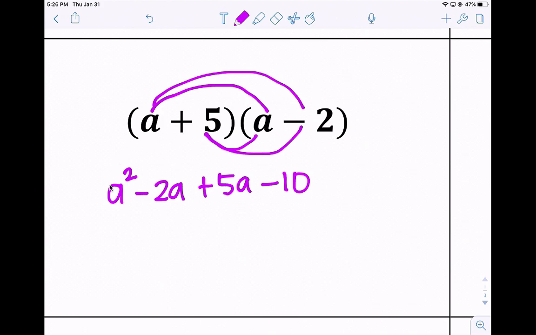Just like all the other times, we combine like terms. Now I have a squared. I don't have any other a squareds. I just have a and a. So we can combine negative 2a and positive 5a. So our final answer will be a squared plus 3a minus 10.